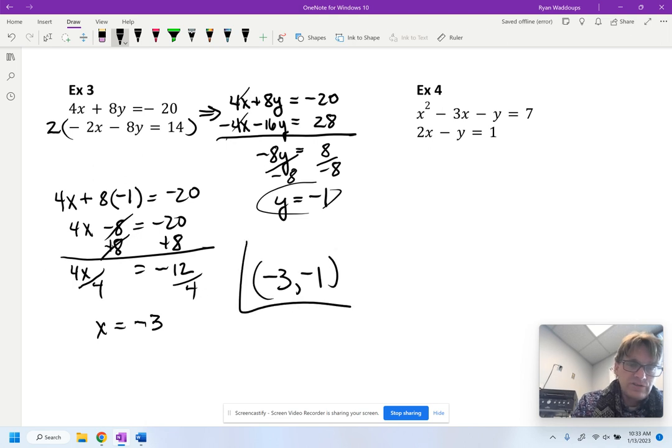And there's just the one solution because, like I said, these are linear equations as straight lines.